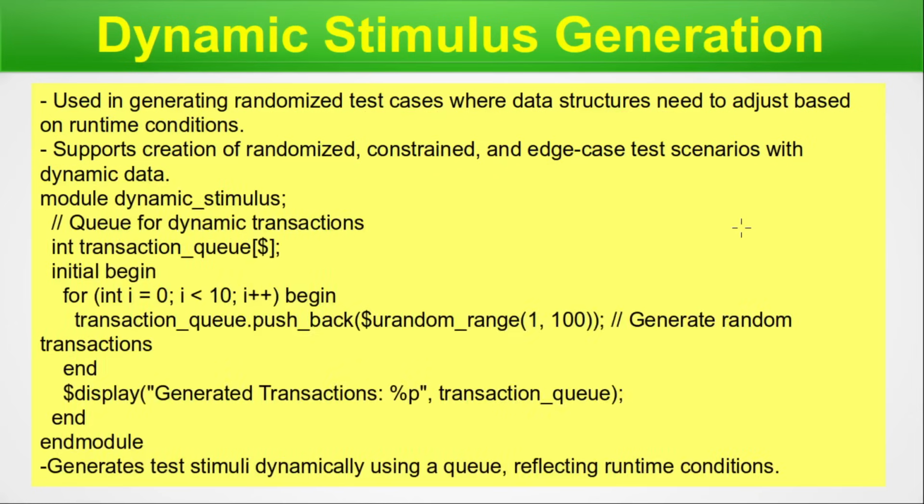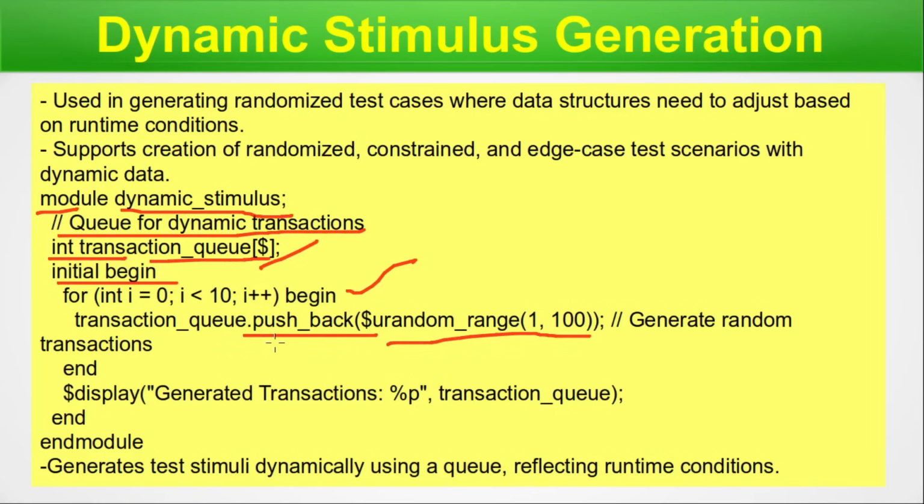Here goes our example. We have a module called dynamic stimulus, and a queue for dynamic transactions. So here we define the queue of int with $ here, and we start our initial block and we run a for loop here, and we use a method like push_back in the queue, and we give a random number here. That means we are using it as a queue, and we end the for loop here, and here we do the printing, that means the display, generated transaction, and we give the queue, and we end the initial block and we end the module with endmodule.